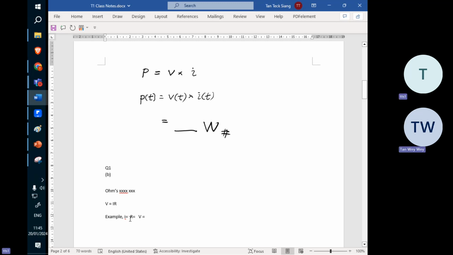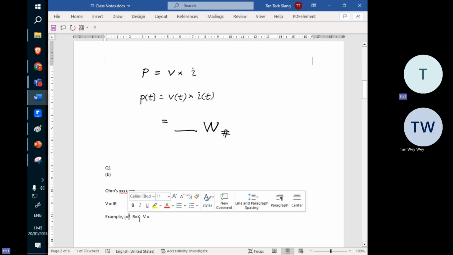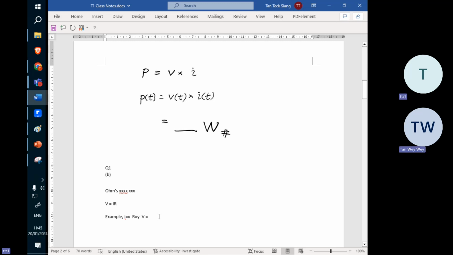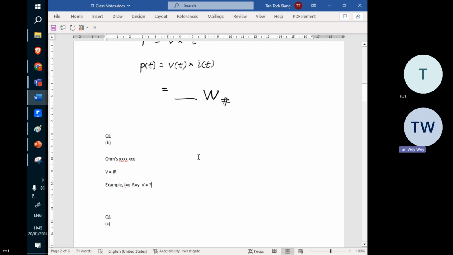You give an example to help people understand it. If you want to get full marks, you have to do this. I equal to X, R equal to Y, and what is the value of V? This is how we apply Ohm's law. But I think it's clear enough. Let's move on to the next question.